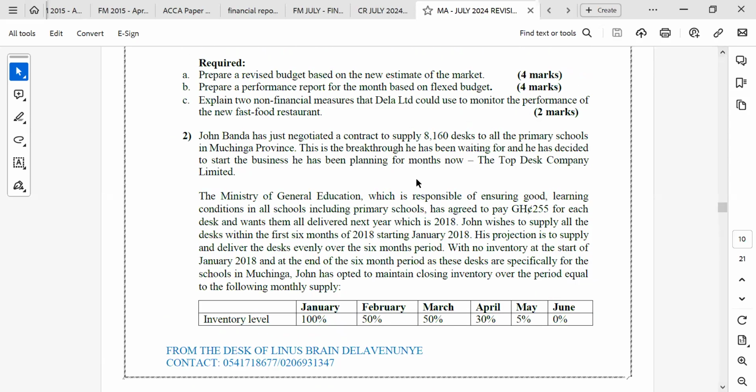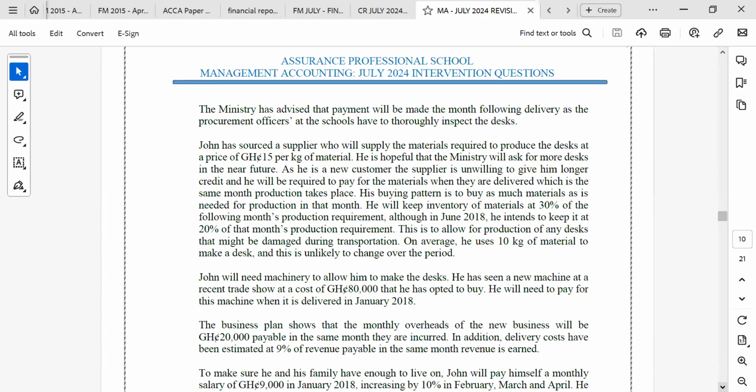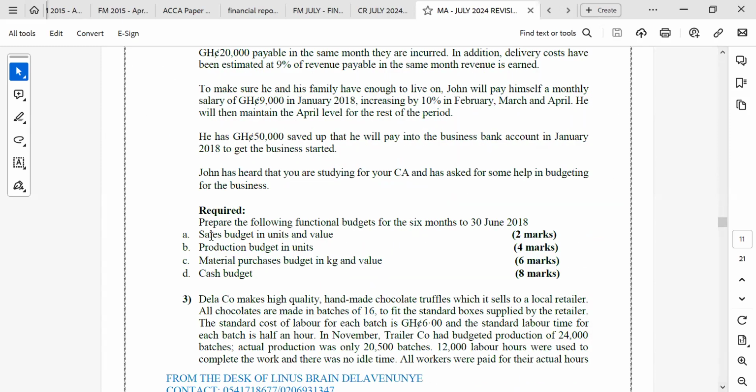You can see that this thing is plenty, isn't it? You don't have to read everything. Okay, so the first thing that you have to do is look at the requirements. They are asking you to prepare sales budget in unit and value. They are asking you to prepare production budget in unit. They are asking you to prepare material purchases budget in kilogram and value, and also cash budget.